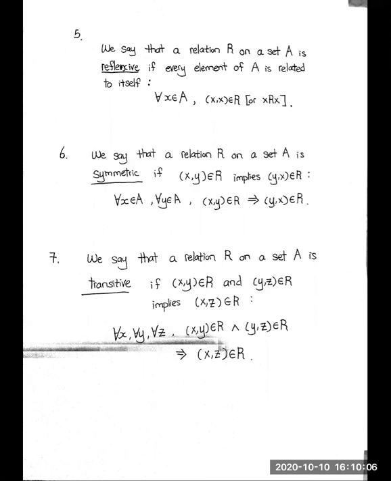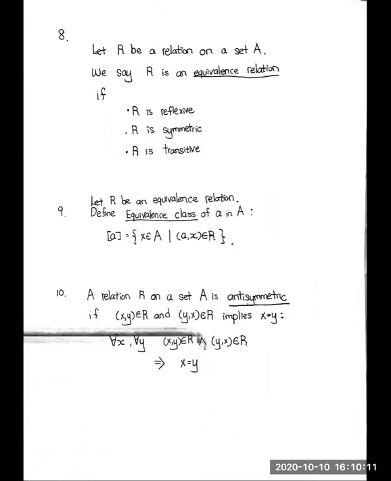When all these three are achieved, which means that if properties 5, 6, 7 are achieved, then we say that R is an equivalence relation. Usually the definition works in both if and only if directions. So if we say that R is an equivalence relation, this implies that R is reflexive, symmetric, and transitive. And if I tell you that R is reflexive, symmetric, and transitive, then we know that R is an equivalence relation.